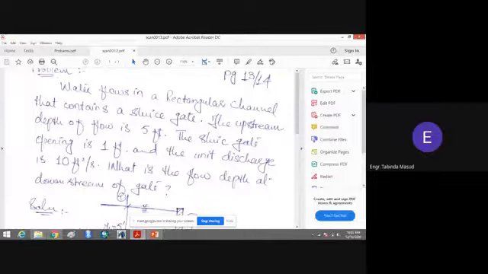Okay, this is the last numerical problem. This is not from your Franzini book. You can see the statement: water flows in a rectangular channel that contains a sluice gate. The sluice gate is provided in a channel. The upstream depth of the flow is 5 feet and the sluice gate opening is 1 foot. And the unit discharge is 10 square feet per second. What is the flow depth at the downstream of the gate?